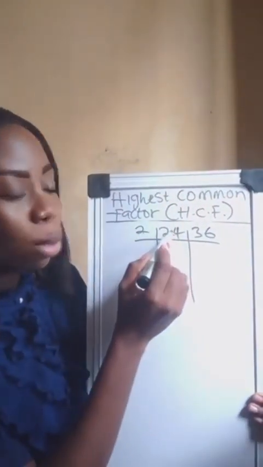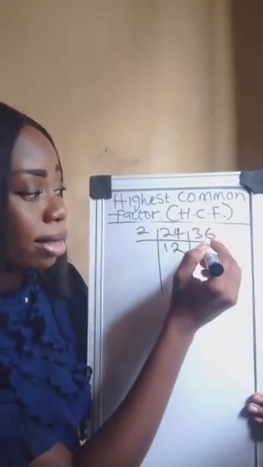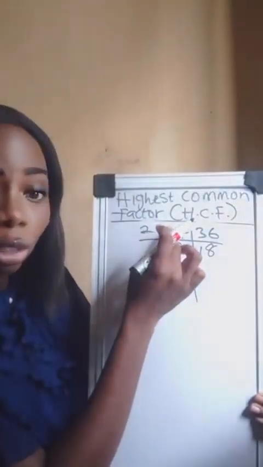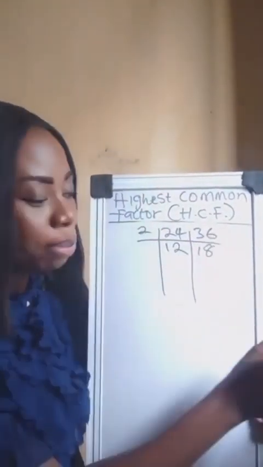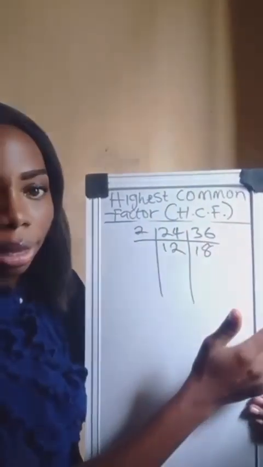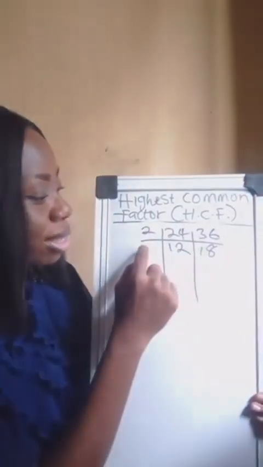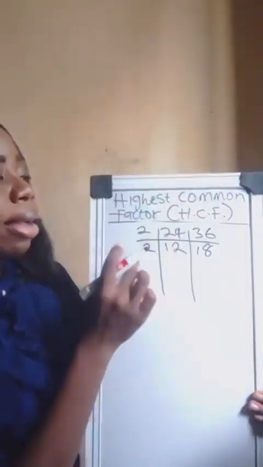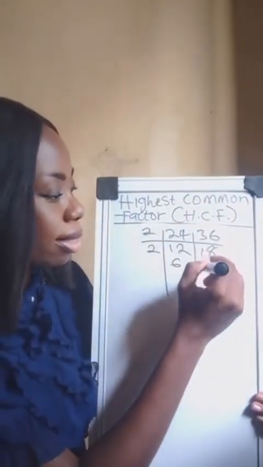2 goes into 24 12 times, and 2 goes into 36 18 times. This means how many 2s can we find in 24? 12. How many 2s can we find in 36? 18. Good. Now we won't stop here. 2 can still divide both. 2 is still a factor of 12 and 18. So we use 2 again to divide. 2 goes into 12 six times, and 2 goes into 18 nine times.